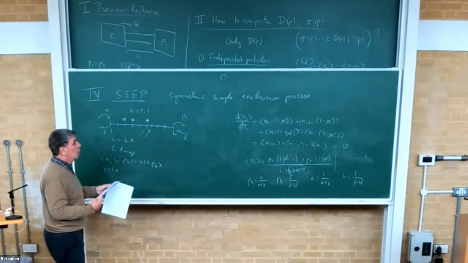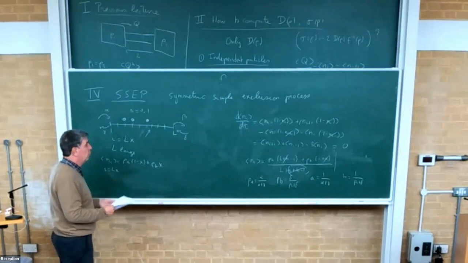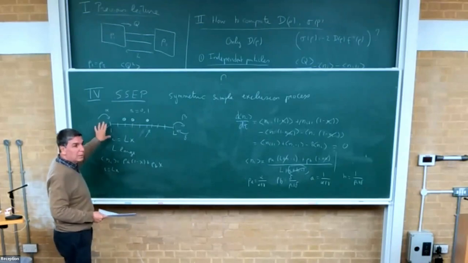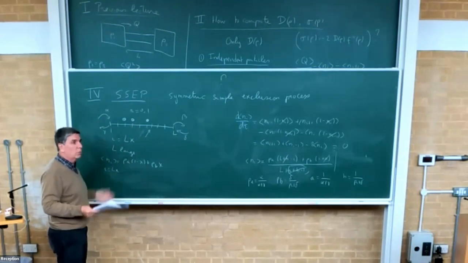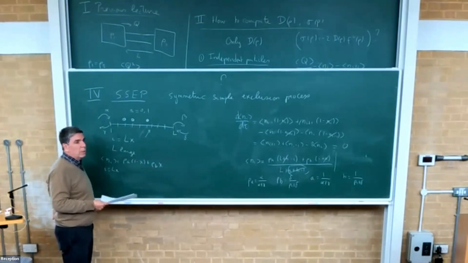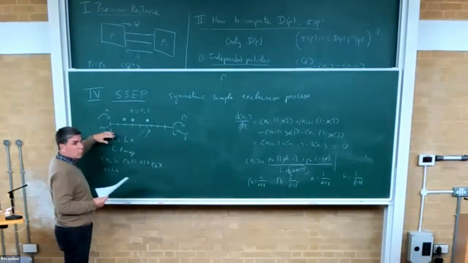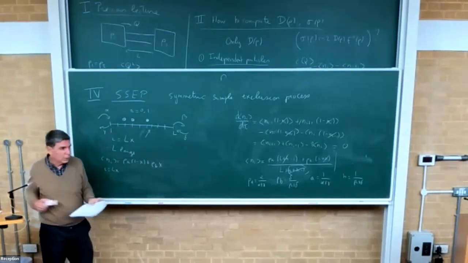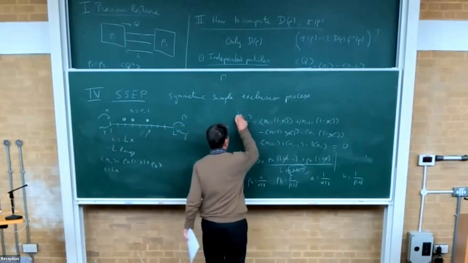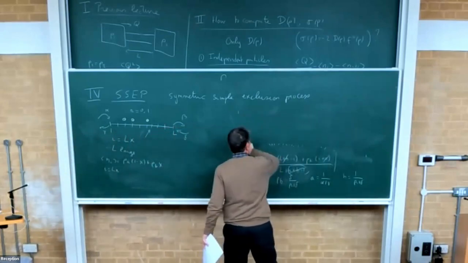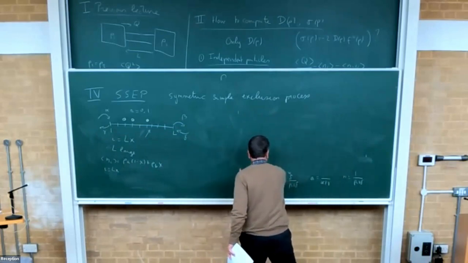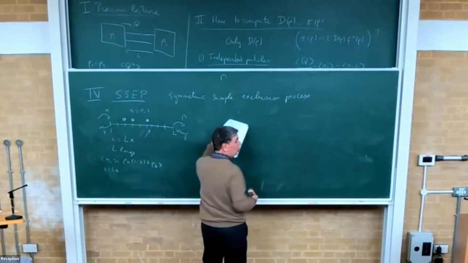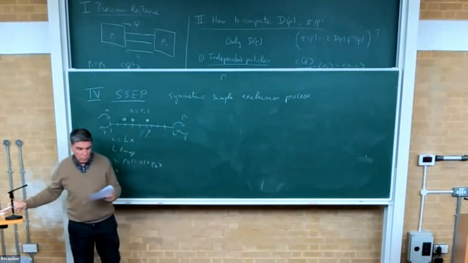Now, it turns out that for this problem, one can calculate all the correlations. So the problem is integrable. There are different ways, for example, the matrix product method that we have used. One can compute all the correlations. There are a number of papers, but if you don't want to read them, let me just tell you one formula that you can check. You can write the evolution and see whether this formula works in the steady state.